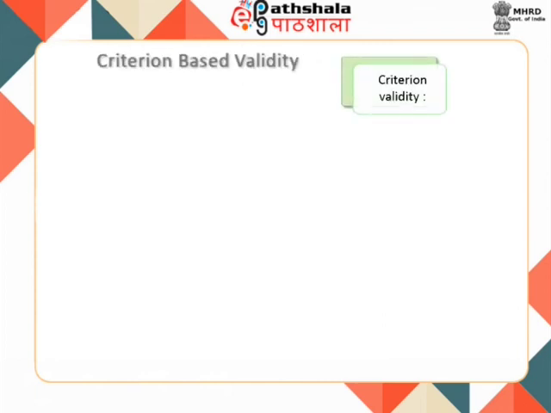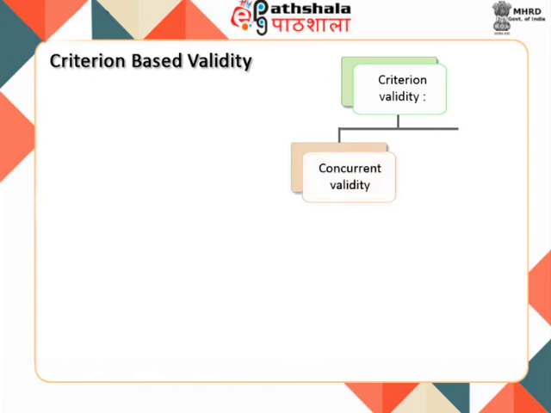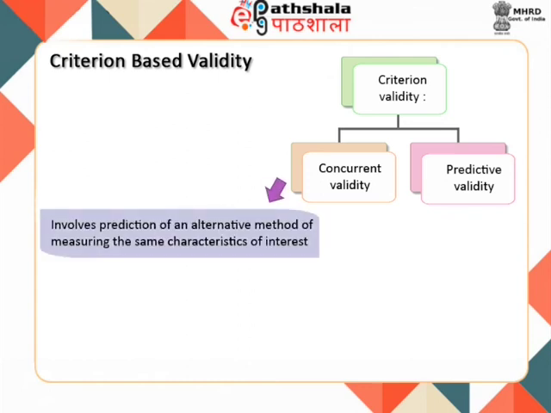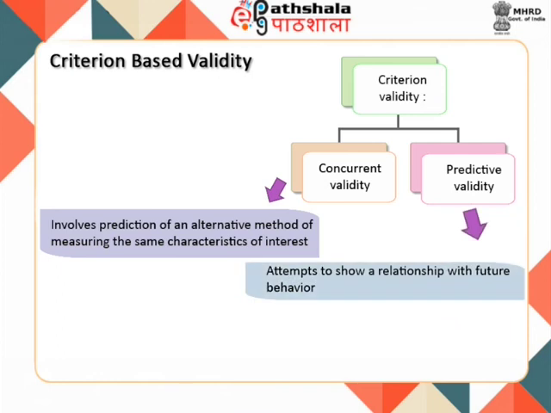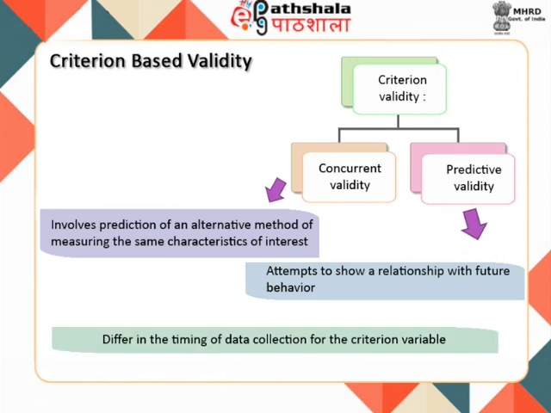Criterion validity can be categorized into two types, concurrent validity and predictive validity. Concurrent validity involves prediction of an alternative method of measuring the same characteristics of interest, while predictive validity attempts to show a relationship with future behavior. The two methods differ in the timing of data collection for the criterion variable.